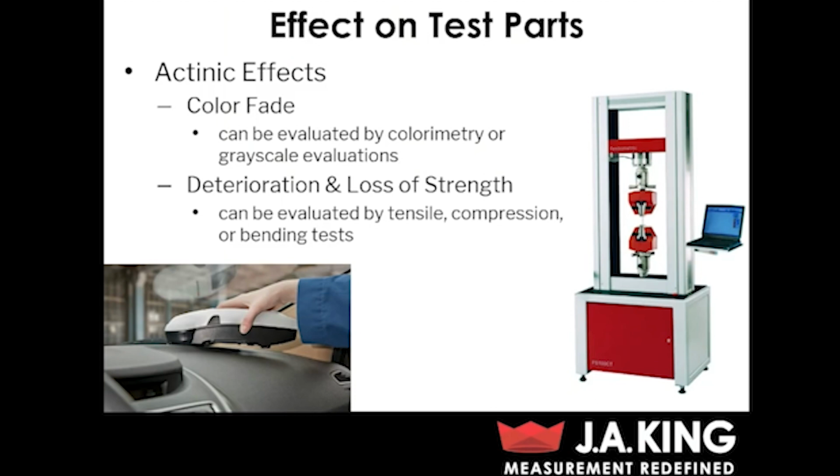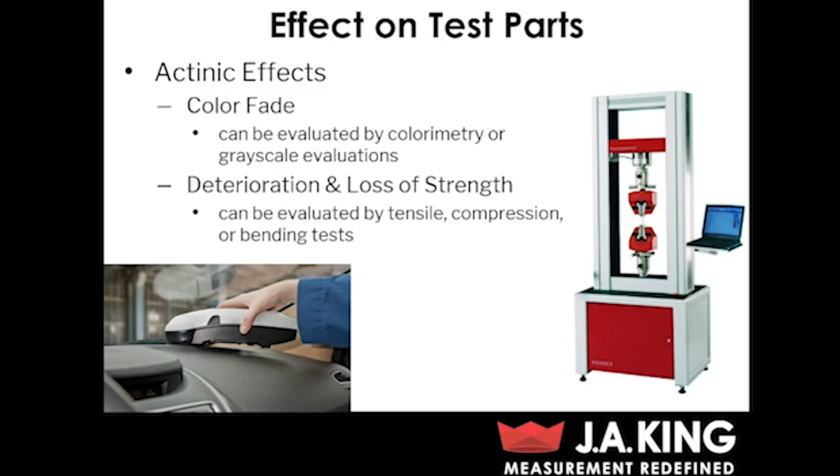So for color fade, this is tested best by using some sort of full spectrum solar exposure, whether it be metal halide or xenon arc. And typically, to evaluate this, we're going to take measurements using a spectrophotometer or a grayscale, and we're going to take measurements both before and after testing to evaluate if there was any color fade.